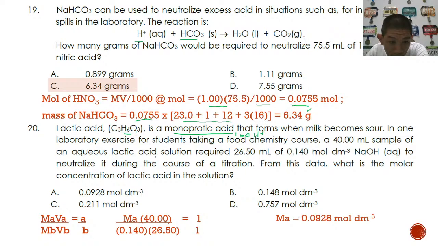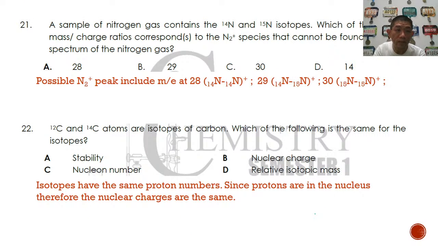Okay, so this is a neutralization equation. So the ratio is 1 to 1. So MA times 40 over 0.140 times 26.50 is equal to 1 to 1. So press your calculator. At the end of the day, you get the molarity of the acid is equal to 0.0928 mole per decimeter cube. So the best answer in here is A. Okay, so that is for number 20. Now we go immediately to question number 21.